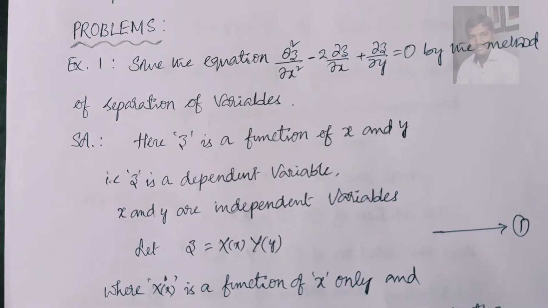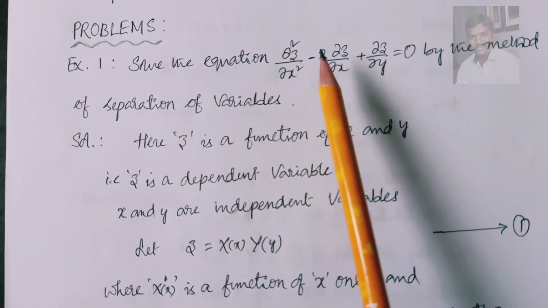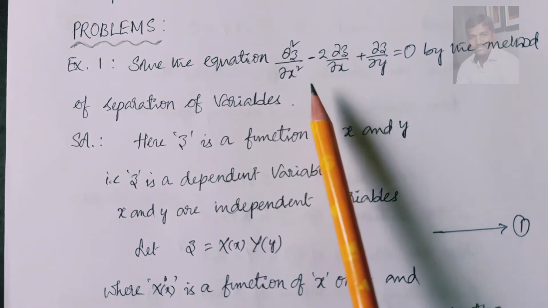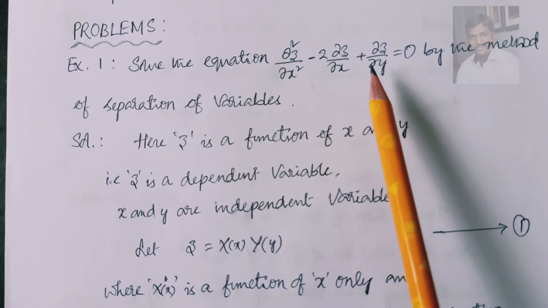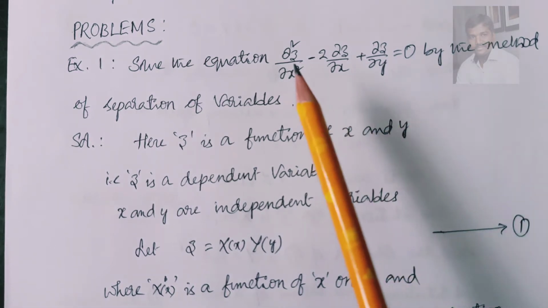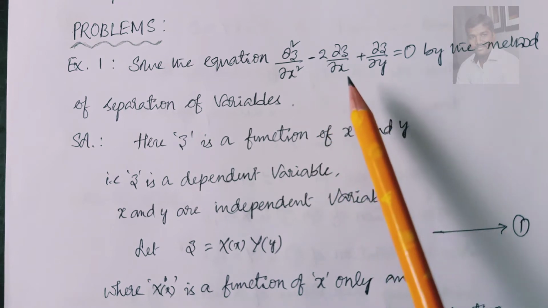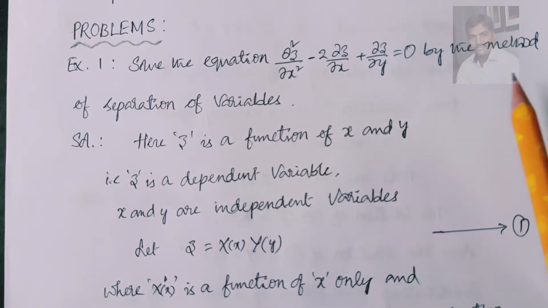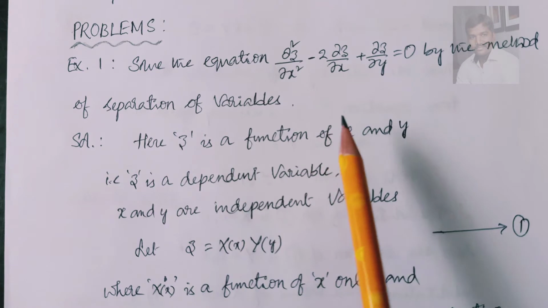Here is the problem: solve ∂²z/∂x² − 2 ∂z/∂x + ∂z/∂y = 0 by the method of separation of variables.